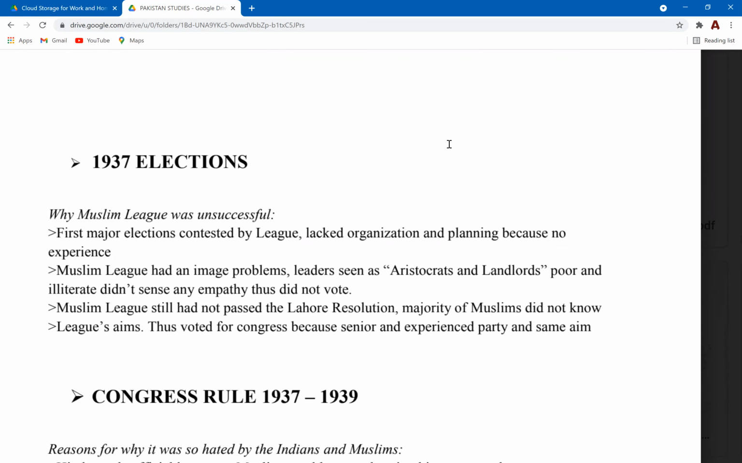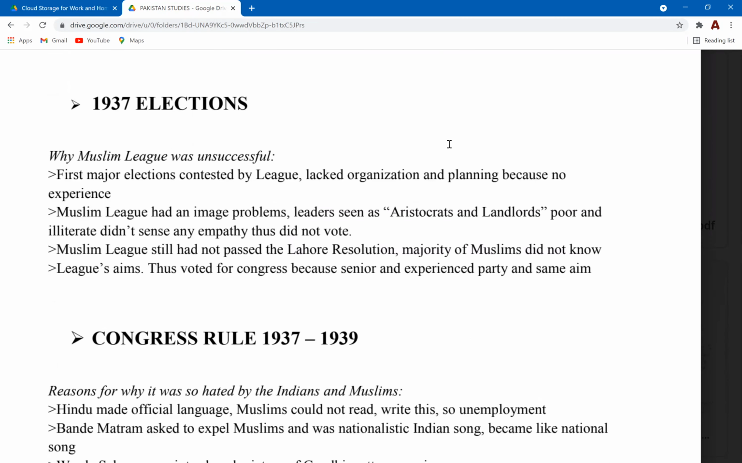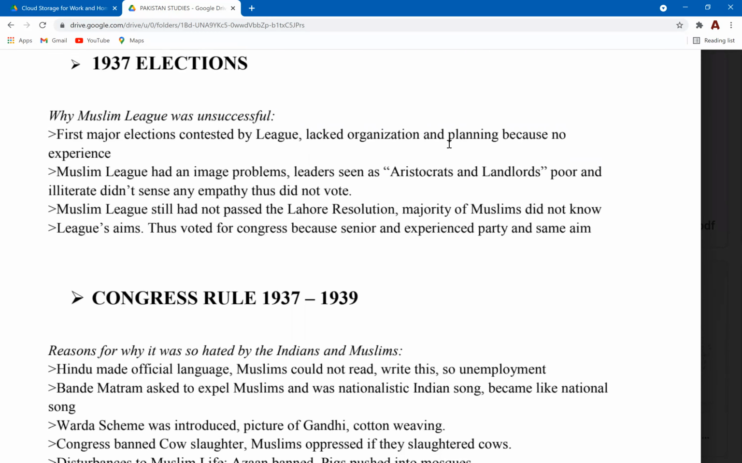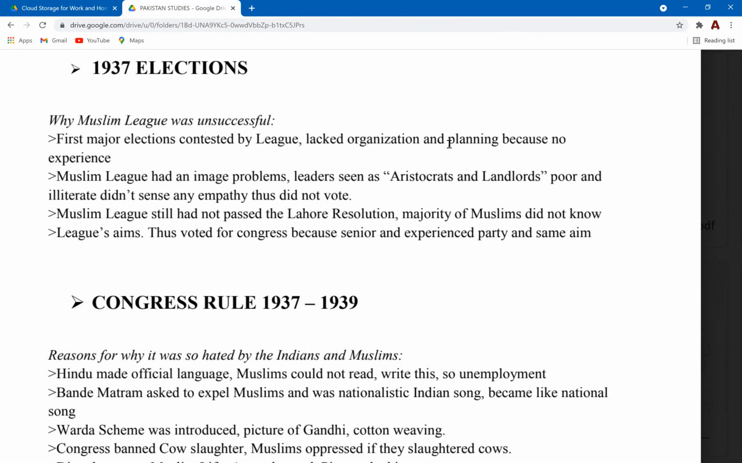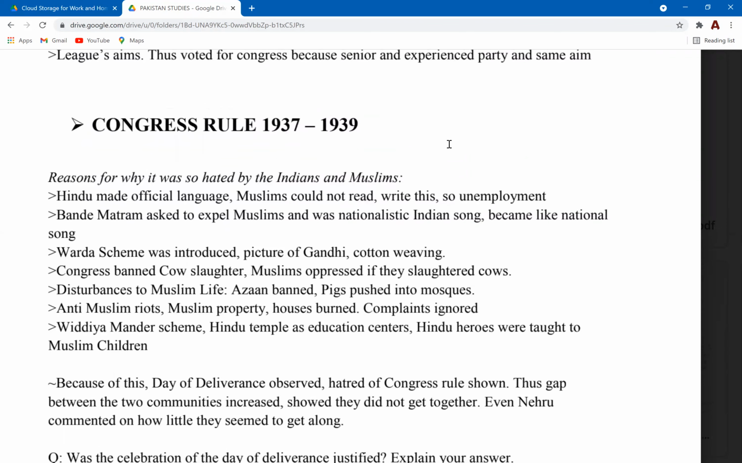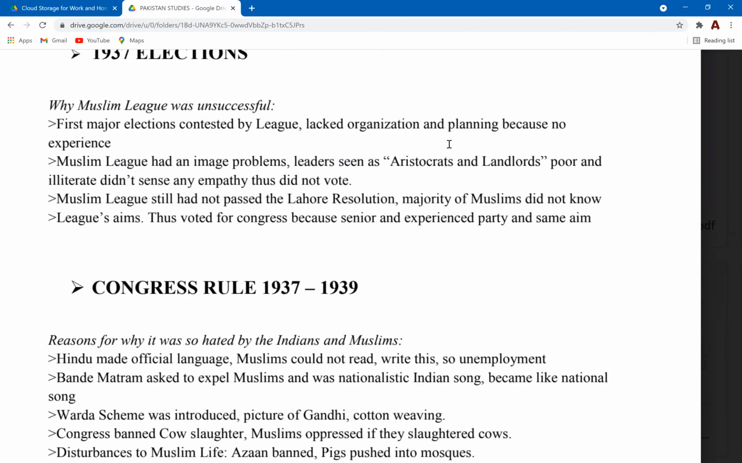Yeah, this is what I was talking about, the 1937 elections. We're going to keep this topic for tomorrow because I want you to start attempting the question, how successful were the 3 roundtable conferences. We're going to continue with the 1937 elections, the Congress rule, the last bit of this topic, tomorrow. I'll upload these notes on the group, but I want you to attempt the question without consulting these notes.